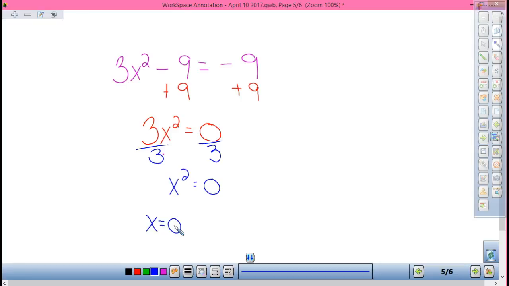Am I going to write x equals 0 and x equals -0? No, because there's no such thing, right? What does this mean? There is a solution, but what's it mean? Yeah, it just means that it crosses at 0. So it would look something like that. Okay? Not so bad, right? Shouldn't be.